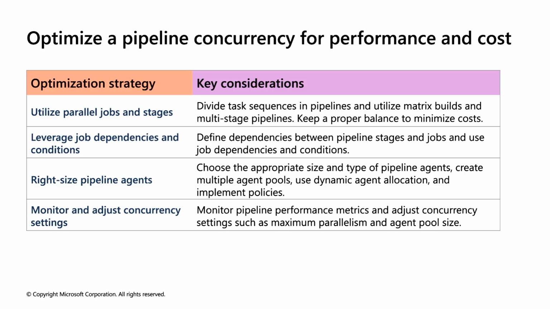To get the most out of our pipelines, consider running jobs and stages in parallel. Splitting up tasks so they can happen at the same time speeds things up, but can also increase the cost if not managed carefully. When working with the pipeline agents, make sure to choose the right type and number, use multiple agent pools, and consider dynamic allocation to keep things efficient. Don't forget to monitor how your pipelines are performing and adjust concurrency settings as needed. Tweak the maximum parallelism and agent pool sizes to find the best balance between speed and cost.